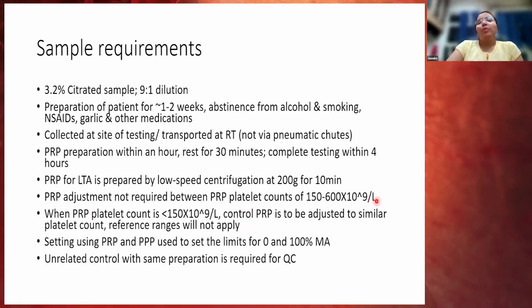So we don't require adjustment of platelet counts, and if we have to adjust when the counts are higher than 600 or when the PRP count is less than 100 or 150, then the control PRP may have to be adjusted. It is better to not use the patient's PPP alone, and at this time, adjusting with physiological saline is better. Now, setting of the instrument needs to be done with PRP to set the limit of 0% transmittance, and PPP to set the limit for 100% transmittance and 100% maximal aggregation. Remember that you do require to see whether your agonists are working okay or not. So there is an unrelated control which has to be tested on the same day as the patient.